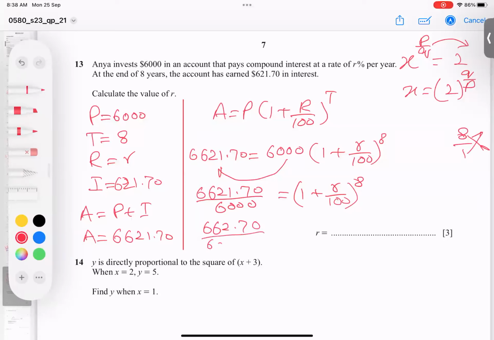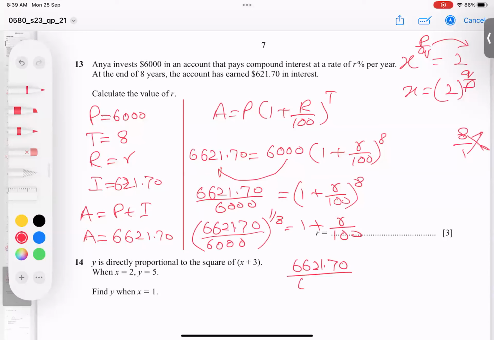662.70 over 6,000. Power becomes 1 by 8. I believe you got the idea. 1 plus R over 100. Now this value, what will I get? This one will subtract. So look, I'll show you. 662.70 over, I think, 661. Sorry, I missed one number.